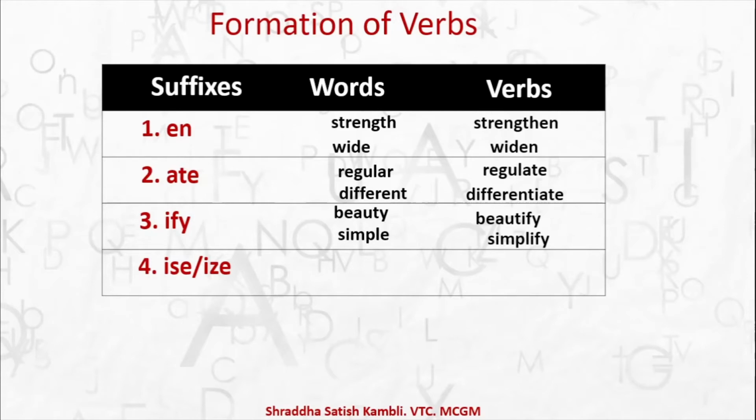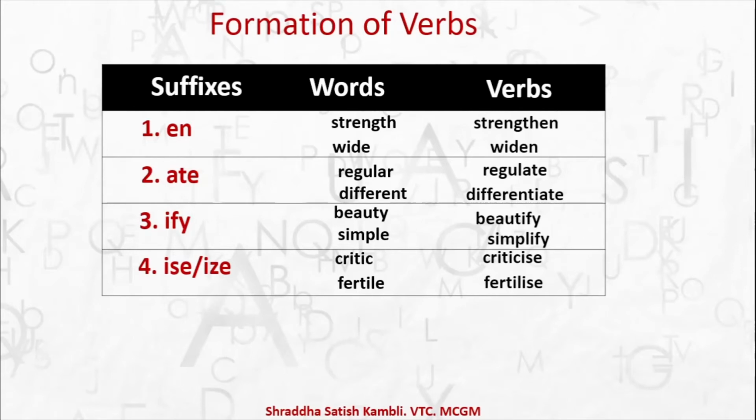So when you say critic, critic is a noun. When you add ISE or IZE to it, it becomes criticize, which is a verb. Fertile becomes fertilize, FERTILISE or ZE. Okay, so strengthen, widen, regulate, differentiate, beautify, simplify, all these are verbs.